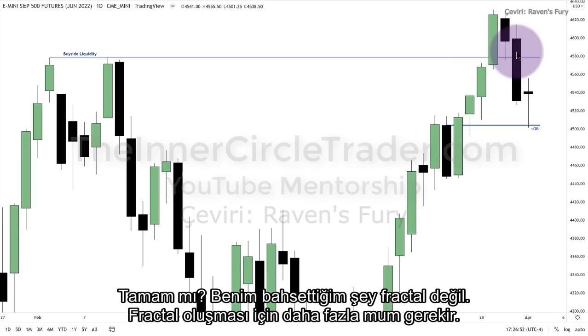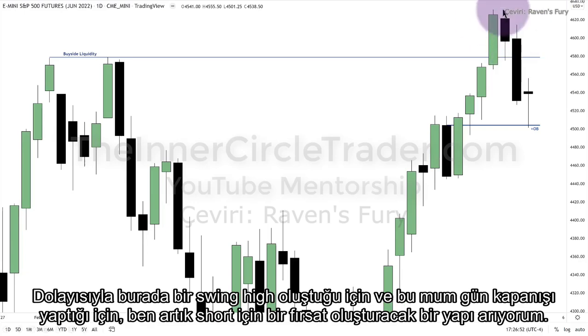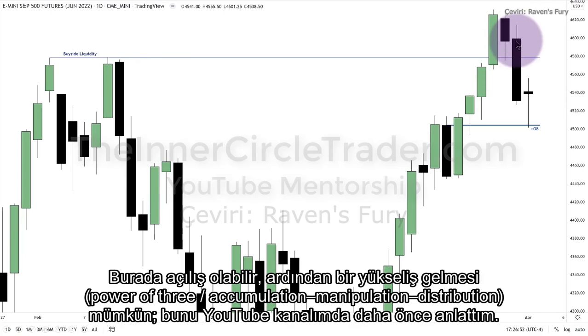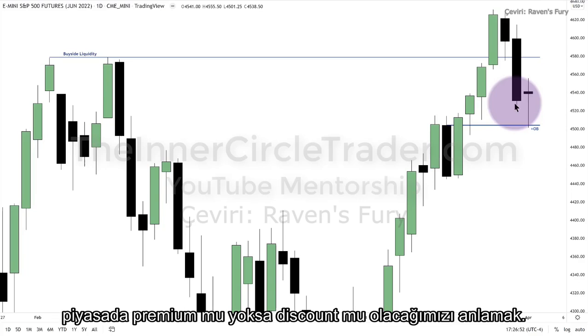Okay, that is not what I'm talking about. That takes more candles to make it, and by then 5 candles later, you've already missed the moon. So if swing high here, as soon as this candle closes the next day, I'm looking for something to create an opportunity to go short. So we could be anticipating an open here, rally, power 3, which is what I already taught on the YouTube channel. The accumulation, manipulation, distribution, and then incorporating the next level of analysis, which is understanding whether we're going to be in a premium or discount market.